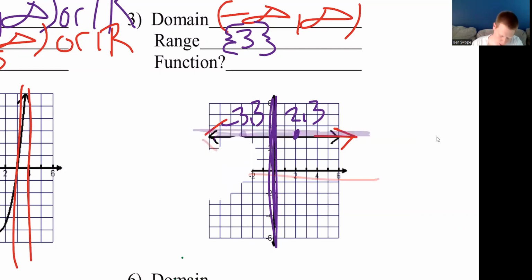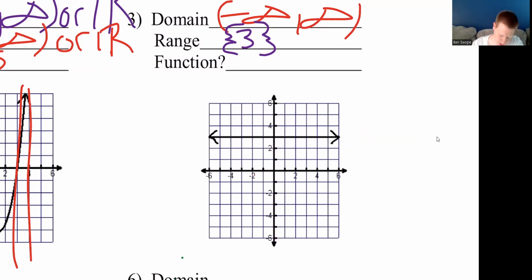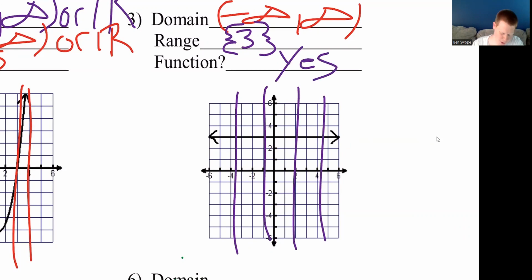Would this be a function? Well, it's a horizontal line, so of course it's going to pass. Any line just hits one spot. So far, 3 for 3 in terms of being a function.